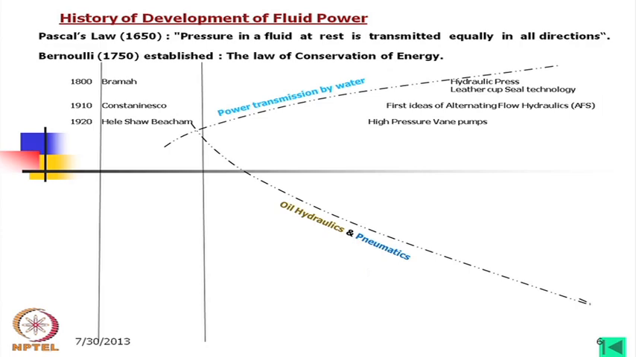Next, in 1920, Harry Vickers developed high pressure vane pumps, and in 1930 Thomas Doughty developed synthetic rubber seals. He industrialized that seal technology. In fact, in fluid power, as it is a high pressure technology, the main problem was leakage, apart from some other technical problems. So when synthetic rubber seals were invented by Thomas Doughty, it actually revolutionized fluid power systems.